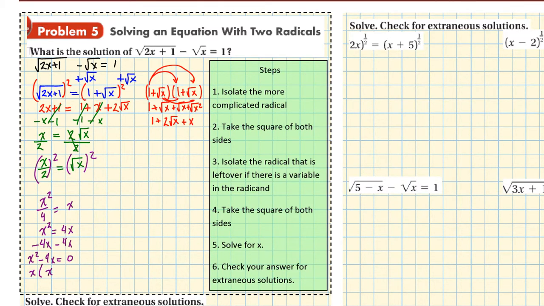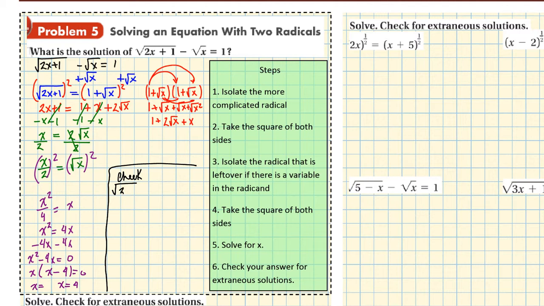Now, like before, you always have to remember to check your answer. So for step number 6, we're going to go back and check our answer. So let me actually make a little square over here in which we check our answers. So check. So the original problem was the square root of 2x plus 1 minus the square root of x is equal to 1.